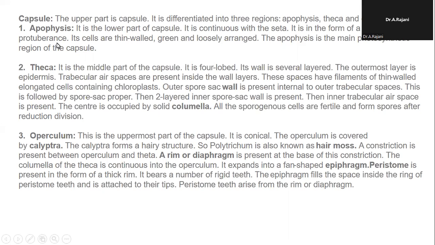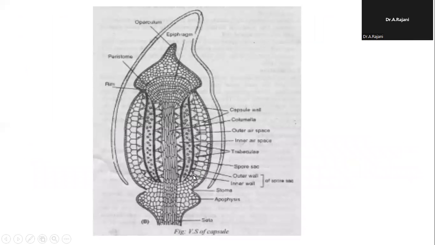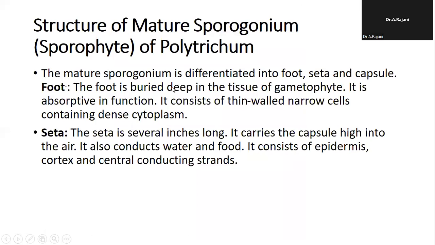So among these three, the theca of the capsule plays a very important role in the formation of the spores, because in this theca region only you can see the presence of two spore sacs. This is the one and this is another one. These two are considered as the spore sacs, which will accommodate the spore mother cells. Now these spore mother cells, upon reduction division, are going to form the spore tetrad or the spores. Now, we'll go one by one.